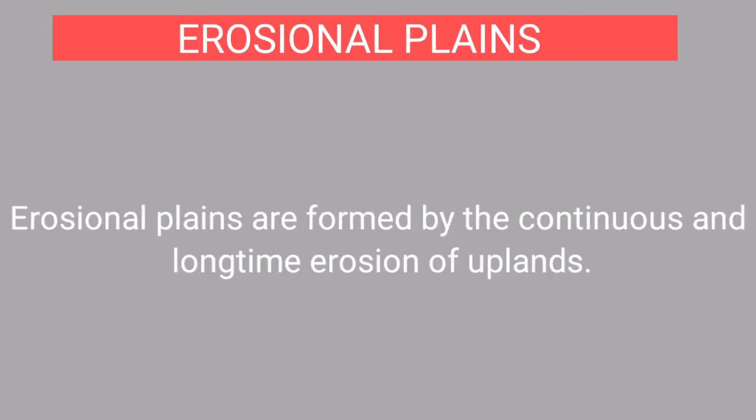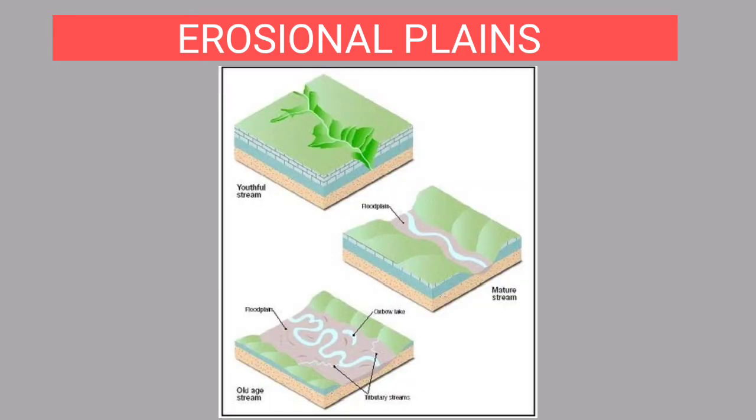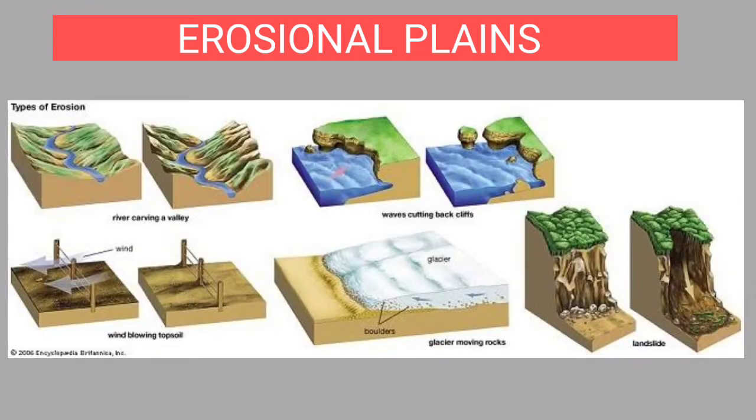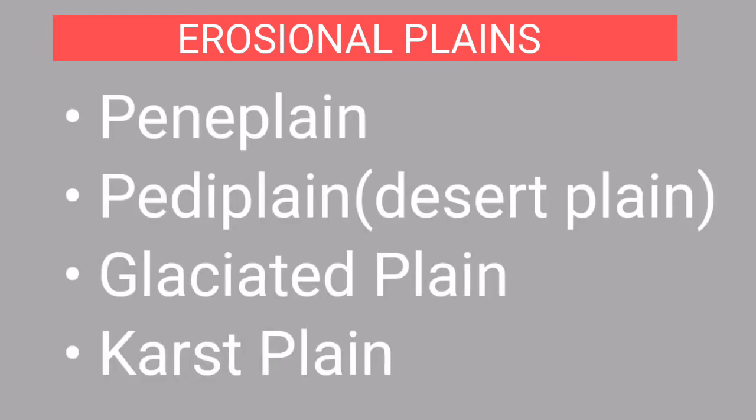Next we have the erosional plains. Now erosional plains have been formed by the removal of the materials from the upland area continuously and for a long period of time. Erosional work is basically done by the exogenic forces like rivers, glaciers, wind, underground water and sea waves. Few of the different types of erosional plains are the peneplain, pediplain or desert plains, glaciated plain and karst plain.